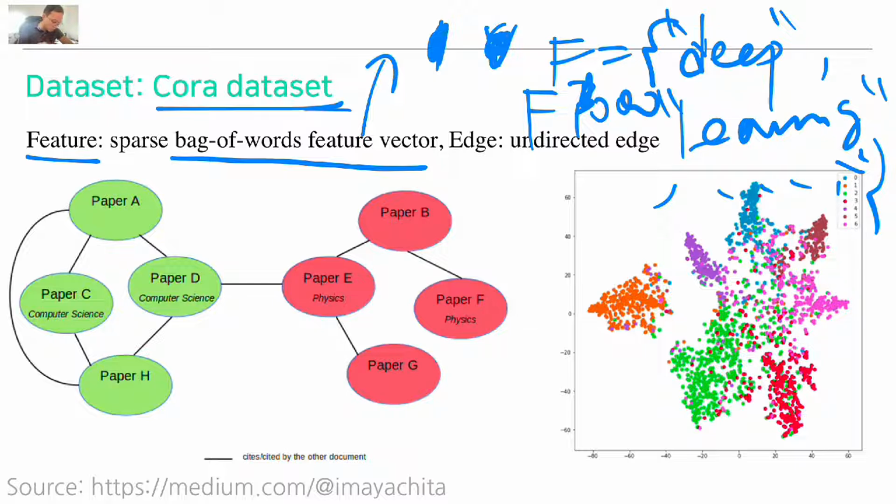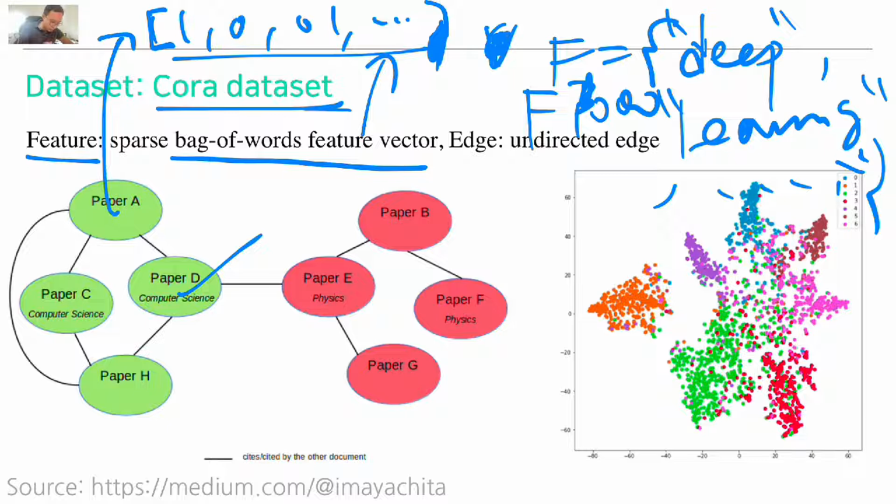I'm not sure about their feature vector, so please check it out. Depending on the paper, some papers include the word deep and some papers do not. Depending on the appearance of the feature, they have a feature vector like this, and that will be used for the feature matrix X. The edge between the papers is undirected, and it is from the citation data set.